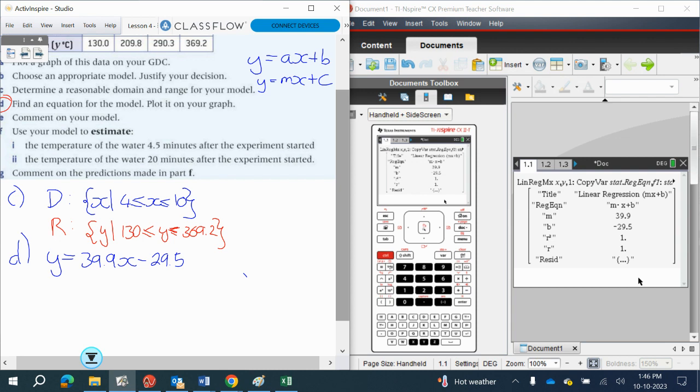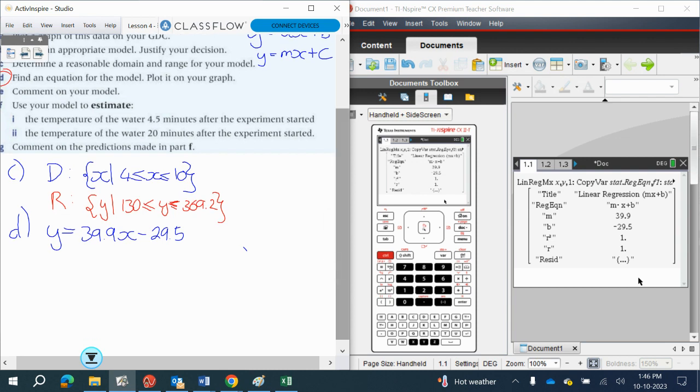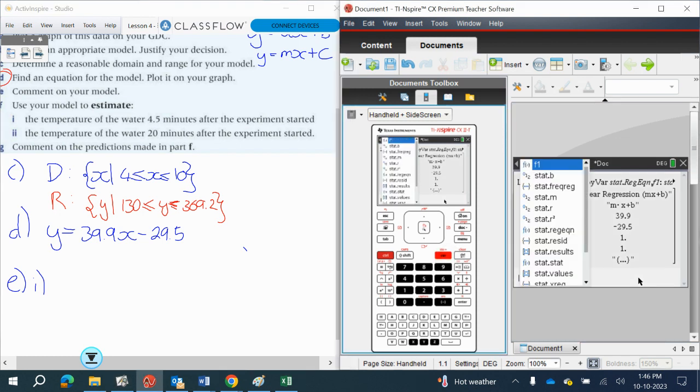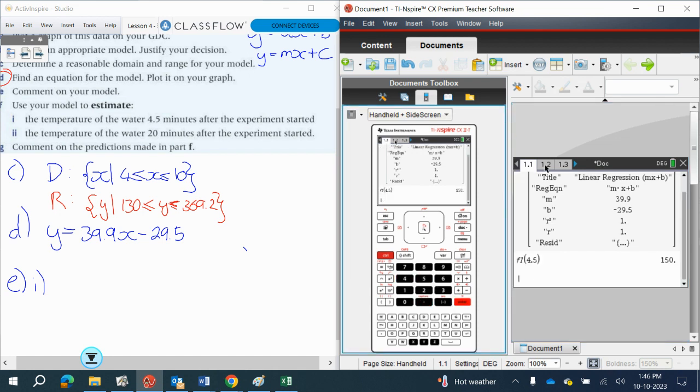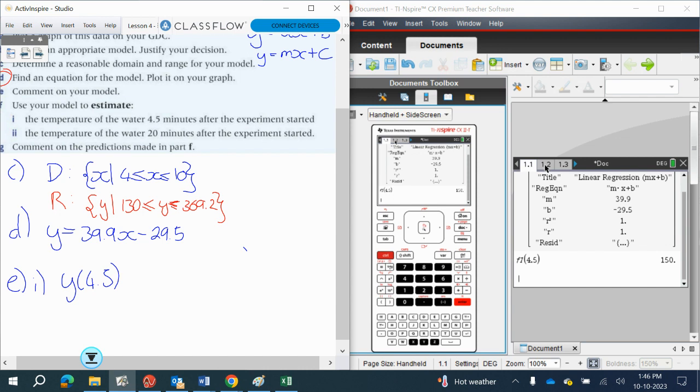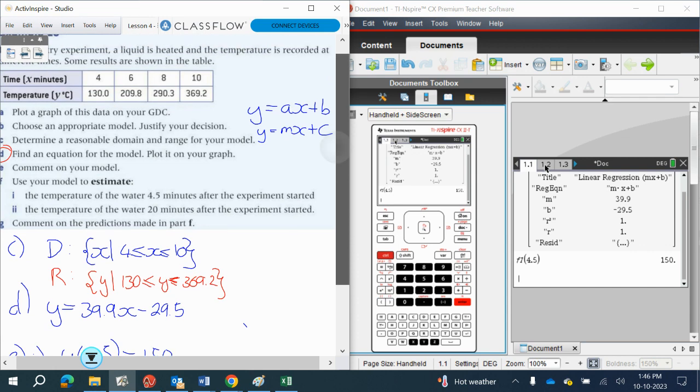Okay, so use your model to estimate the temperature of the water 4.5 minutes after the experiment had started. So we're just going on to E, i. Press the variable button here, choose your model, which was F1, and we can enter in the value 4.5 and press enter. So y of 4.5 is equal to 150, and that would be degrees centigrade.